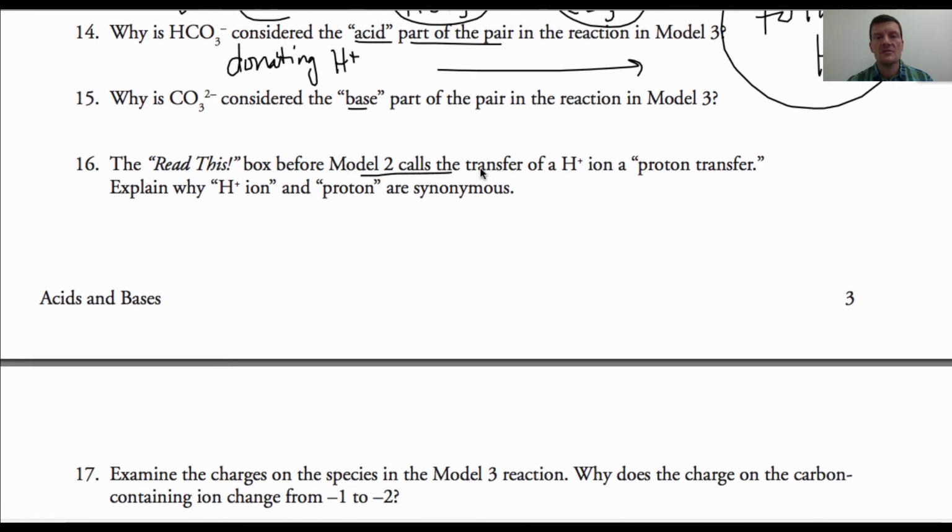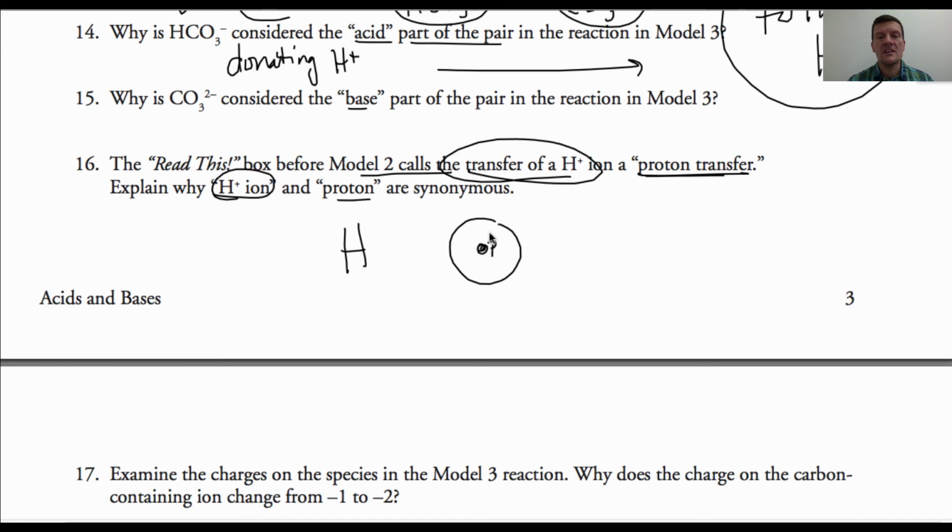So Model 2 calls the transfer of H plus ion a proton transfer. Explain why H plus ion and proton are synonymous. Well, hydrogen is an atom that has one proton in its nucleus and one electron. And if you remove this electron, it's gone. Now you form H plus, an ion, because you got rid of the negative electron and you just have the positive proton in the nucleus. Well, that's all this is. It is simply just a proton. It has no electron on it at all. So H plus and proton mean the same thing.